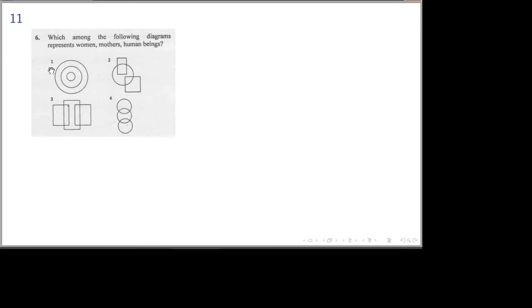Yeah, so this is like some set theory logic type problems. It says, which among the following diagrams represent woman, mothers, human beings? So, yes, mother is a subset of woman, and woman is a subset of human beings. So this diagram is obviously right. So this is human beings, and woman is a subset of that, and some women would be mothers, so mother will be a subset of this. So this is the right one. Okay, quite easy.